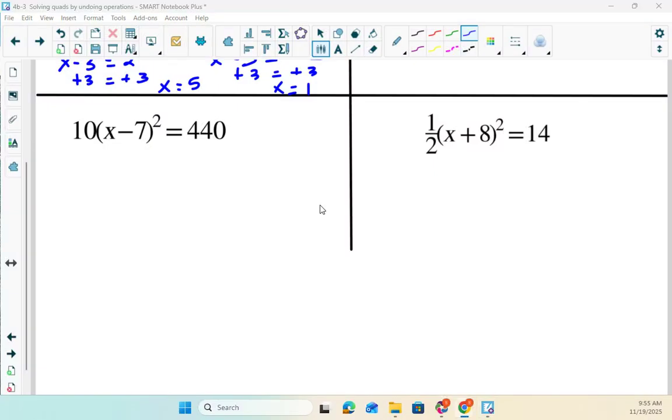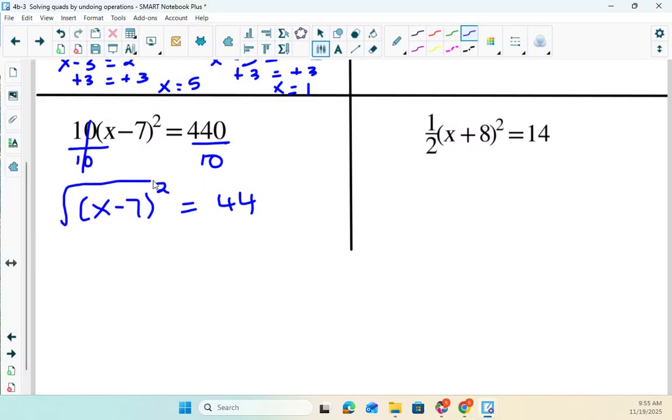Okay, so right here, the first thing you want to do is get rid of this number that's attached to this squared part of the equation, so we're going to divide both sides by 10. Now that's going to give me x minus 7 quantity squared is equal to 44.